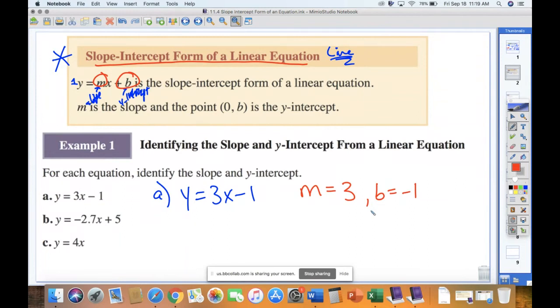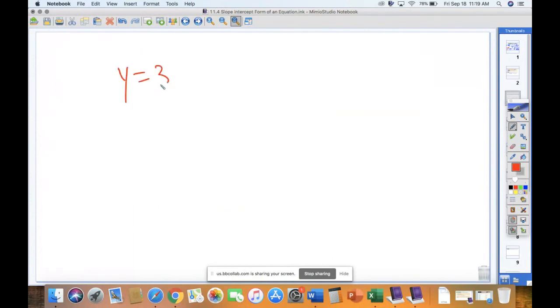So we get a slope of 3 and an intercept of minus 1. Now, before we go on to B and C, I want to share with you, why do we care? Something so simple, why do we care? Well, let's graph y equals 3x minus 1 using this slope-intercept method.